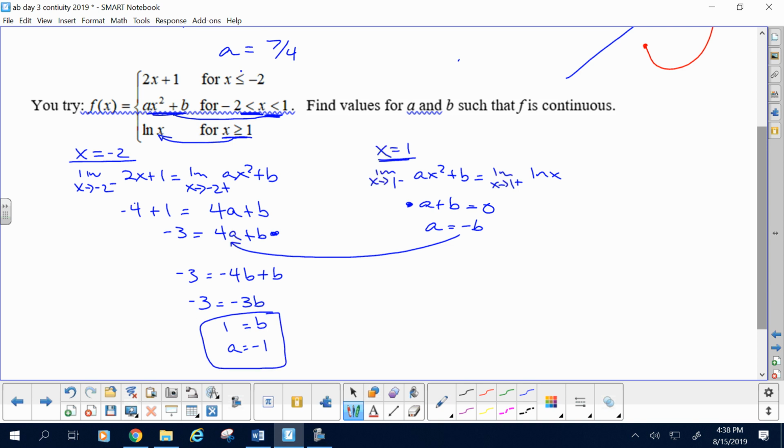-1. How did you do? Did you win? I hope so. Those are hard. They take practice. The first one I did as an example was easier because there was only one unknown.